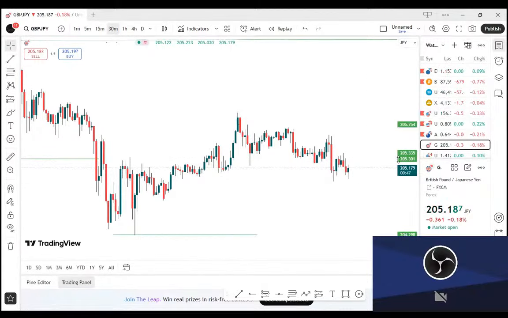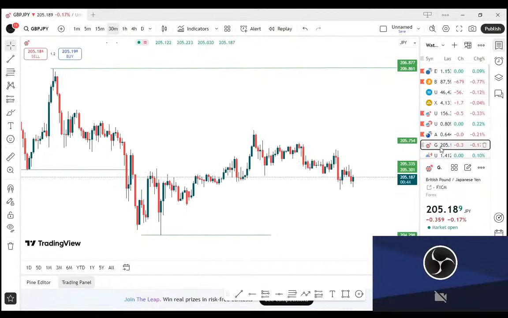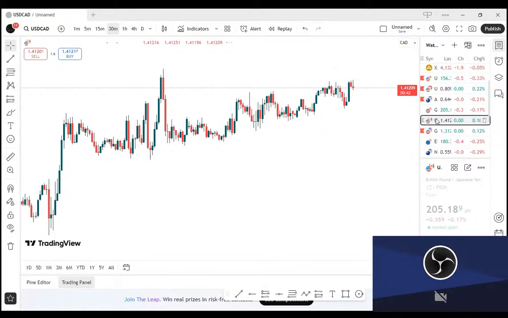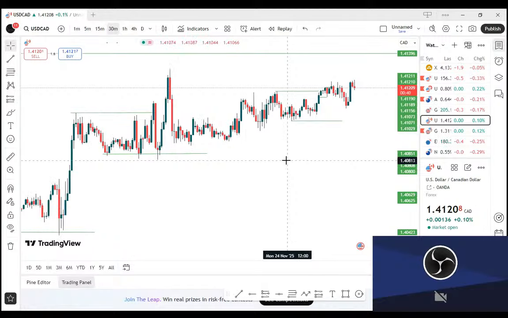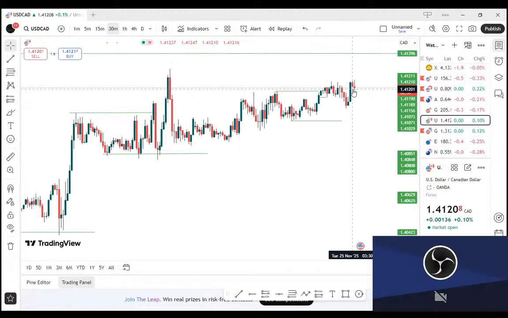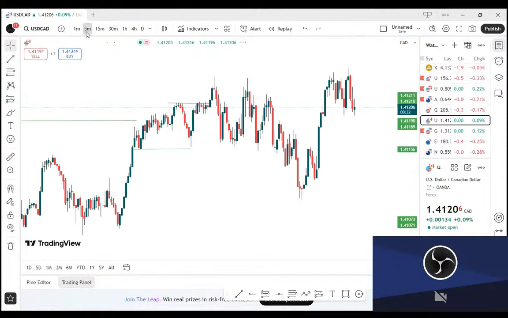Okay, and I have USD CAD as well. USD CAD, I was expecting it to come back to these highs. It's still making a pullback. So then we'll drop lower to the 5 minutes time frame. Let's see if we'll see any scalping opportunity here.